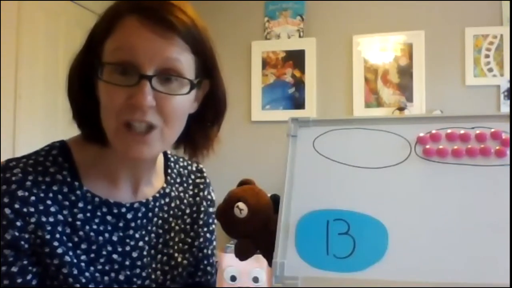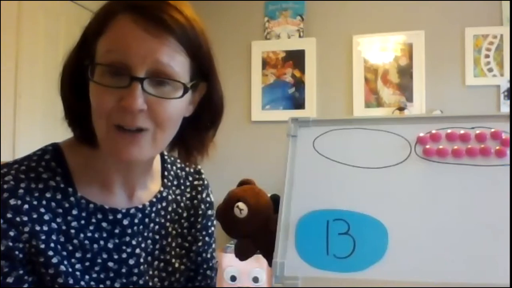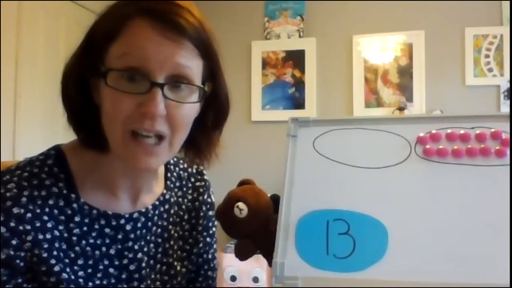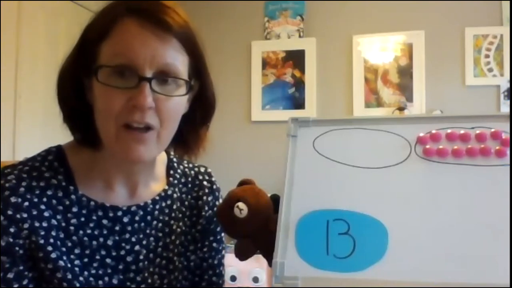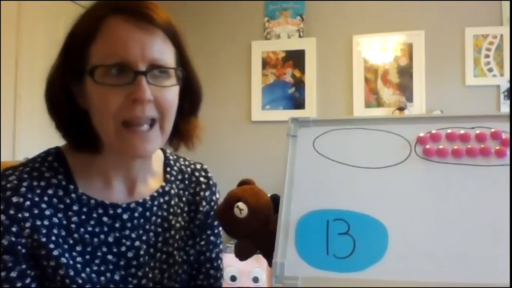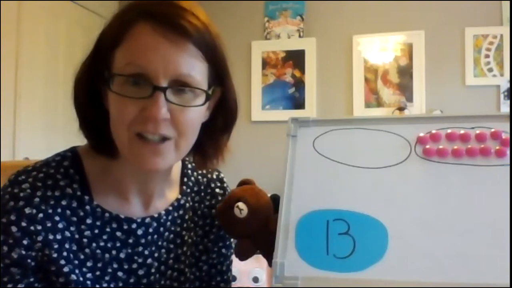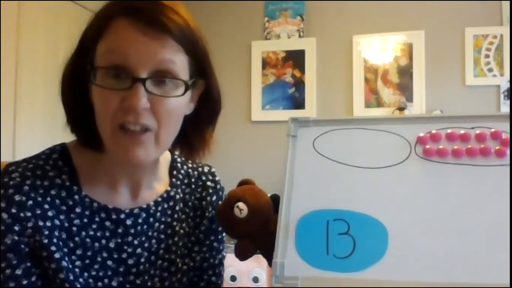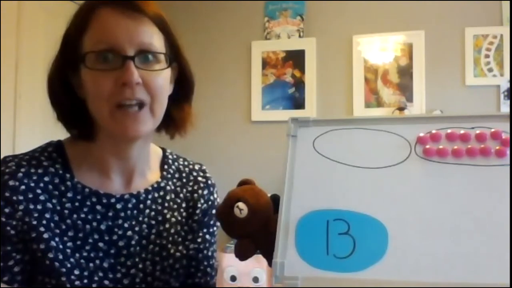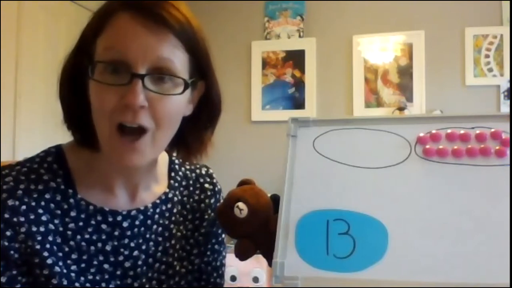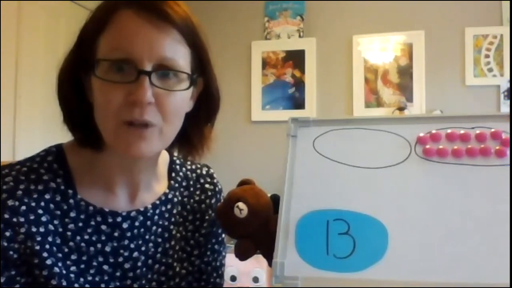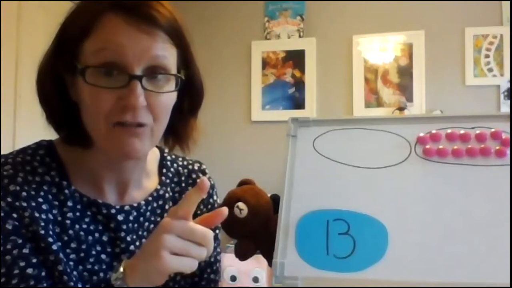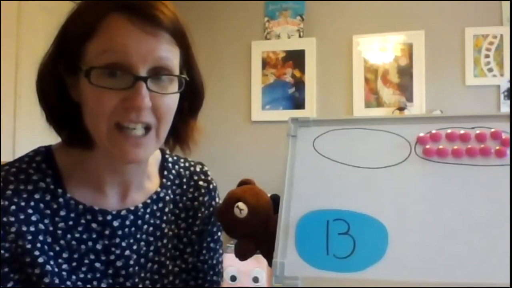So what you'll need to do is have a look around your house and find 13 objects. Now, that might be 13 pieces of Lego. It might be 13 raisins. You can eat them afterwards. Or it might be 13 socks. It's up to you. But pause the video now and go and find 13 objects. Make sure you count accurately to make sure you've definitely got 13. Off you go.